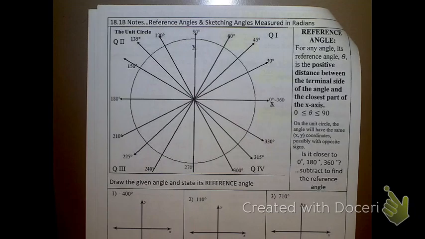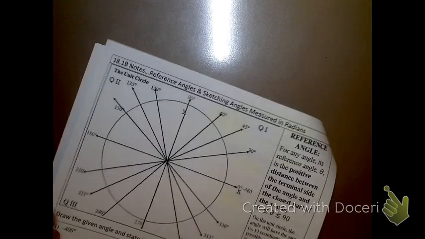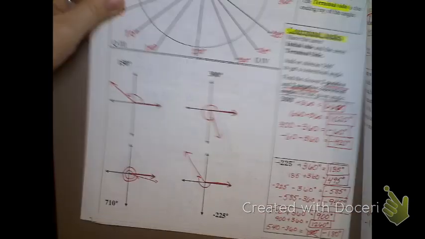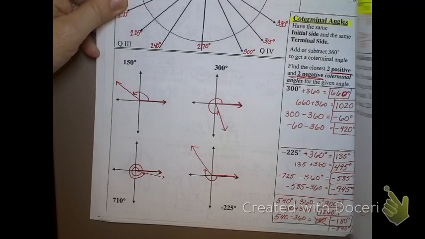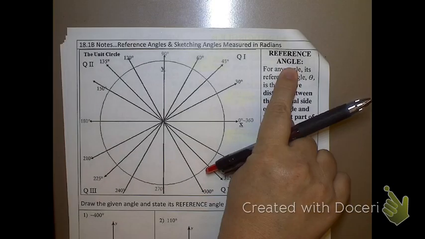18.1b, reference angles and sketching angles measured in radians. Now, we did a little bit of the sketching yesterday, right? We did this sketching, remember? We're going to do some more of that today, right here. And then we're going to talk about this thing called a reference angle.